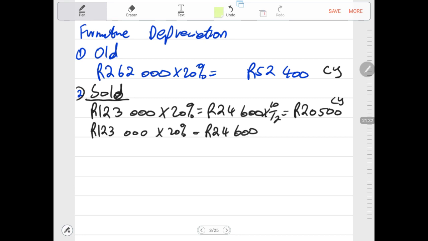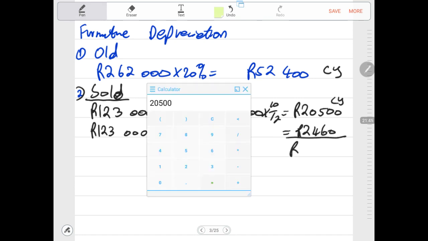That means the total depreciation for this sold furniture will amount to 24,600 plus 20,500, which is 45,100. This is the total depreciation from the date this furniture was bought up until the date this furniture was sold.